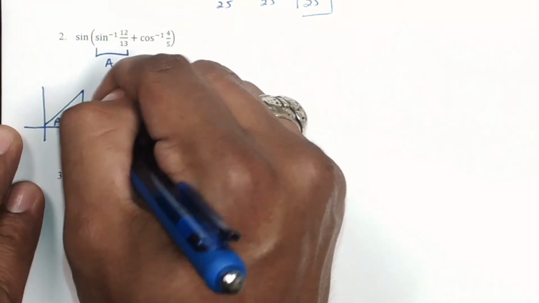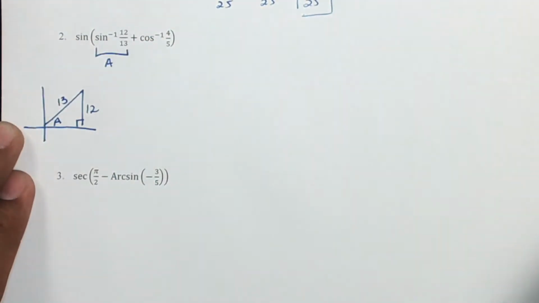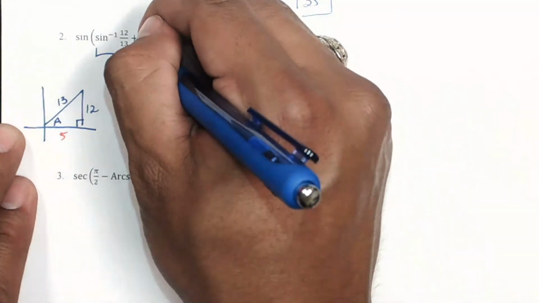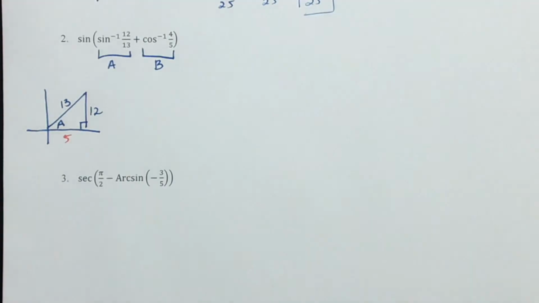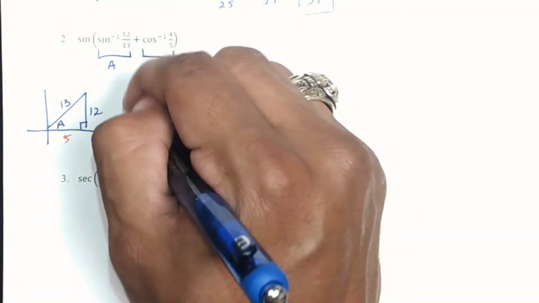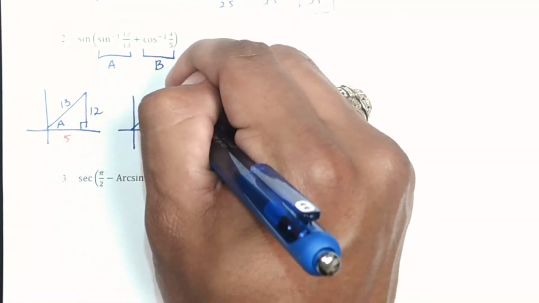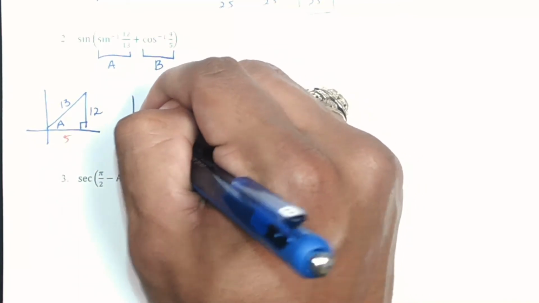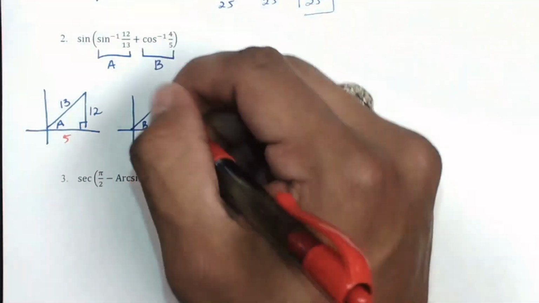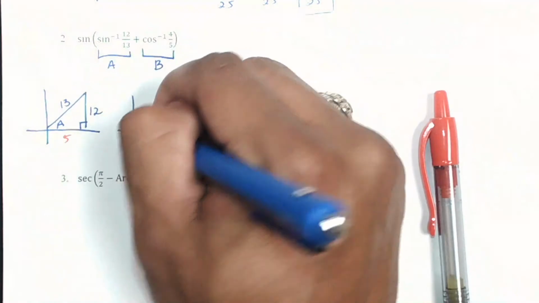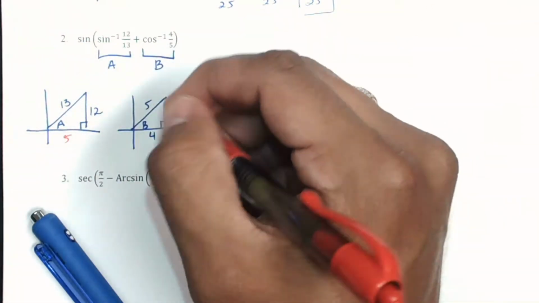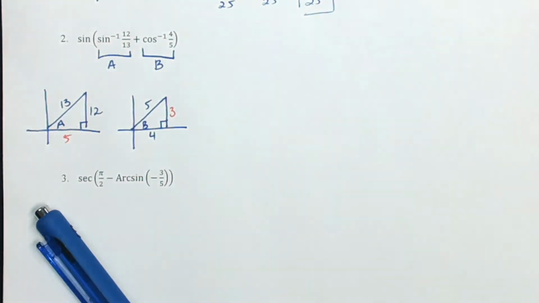The opposite side is 12. The hypotenuse is 13. So the adjacent side is 5. Well, this gives me another brand new triangle. I'm going to call it not A, but B. And since it's cosine and it's positive, I'm just going to draw one in quadrant 1. And the adjacent side is 4. The hypotenuse is 5. So the opposite side is 3.